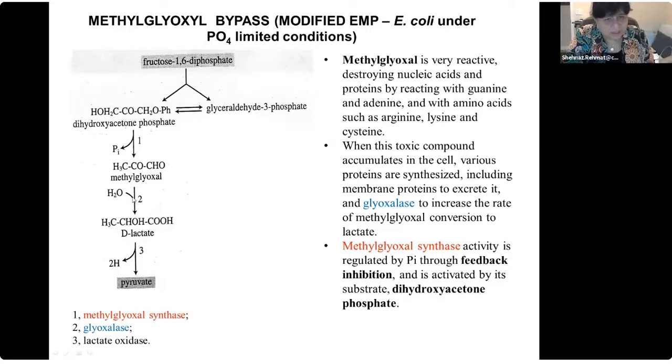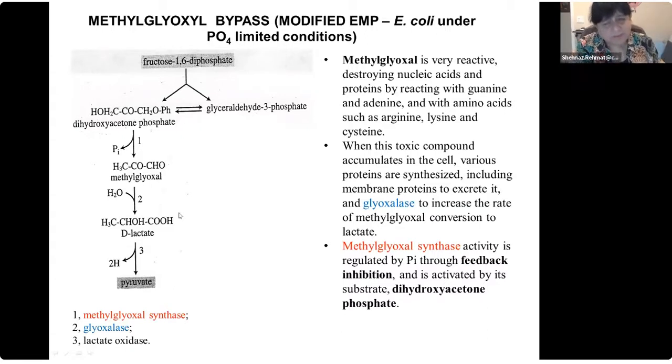In the next step, this is the glyoxalase enzyme that will convert your methylglyoxal into a safe lactate, and then lactate will convert to pyruvate. So this is still a glycolysis pathway because it is ending up in pyruvate, but one of the intermediates in this is very reactive, and it has to be quickly converted into lactate and pyruvate, or it has to be excreted out of the cell. So under phosphate limiting conditions, E. coli can go through this alternate or modified EMP, as we call it.